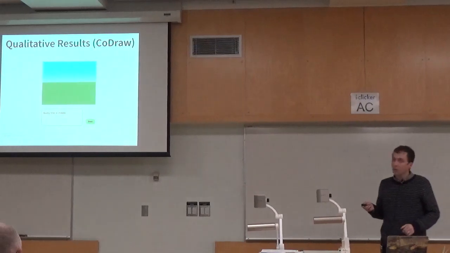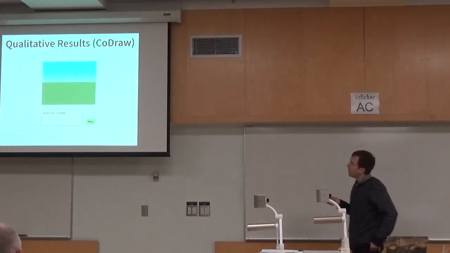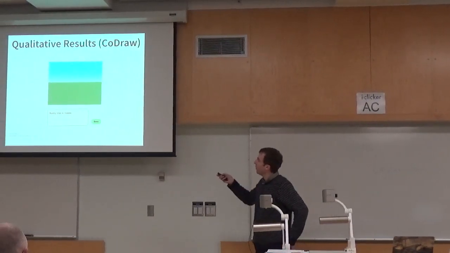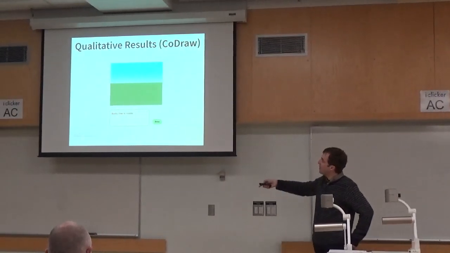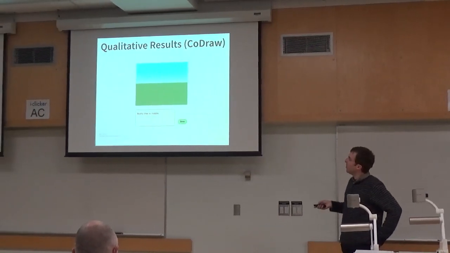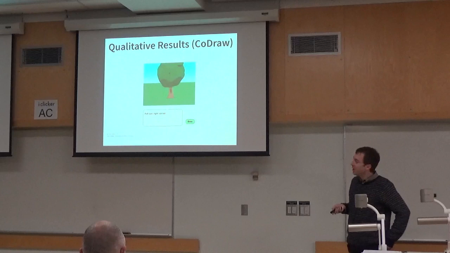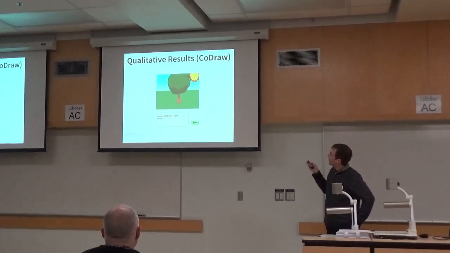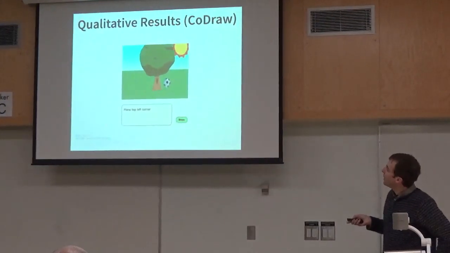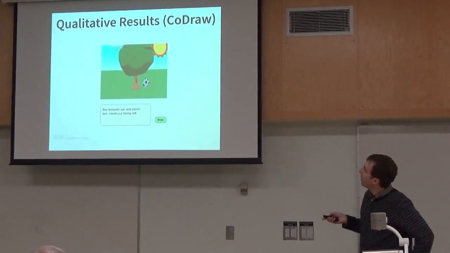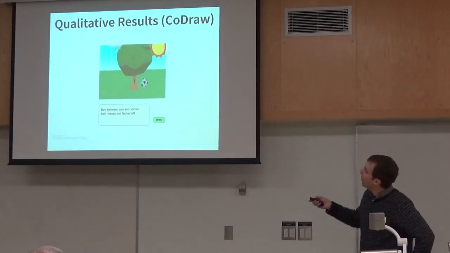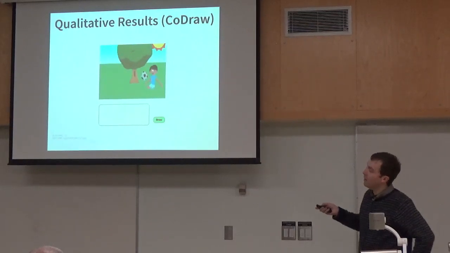Okay, so just to show you quickly some qualitative results. This is how the model works. Basically, start with a blank canvas, give it some instructions: bushy tree in the middle, generates a bushy tree; full sun right corner, puts the sun; plane top left corner; boy between sun and soccer ball, hands out facing left, and then you get the boy.